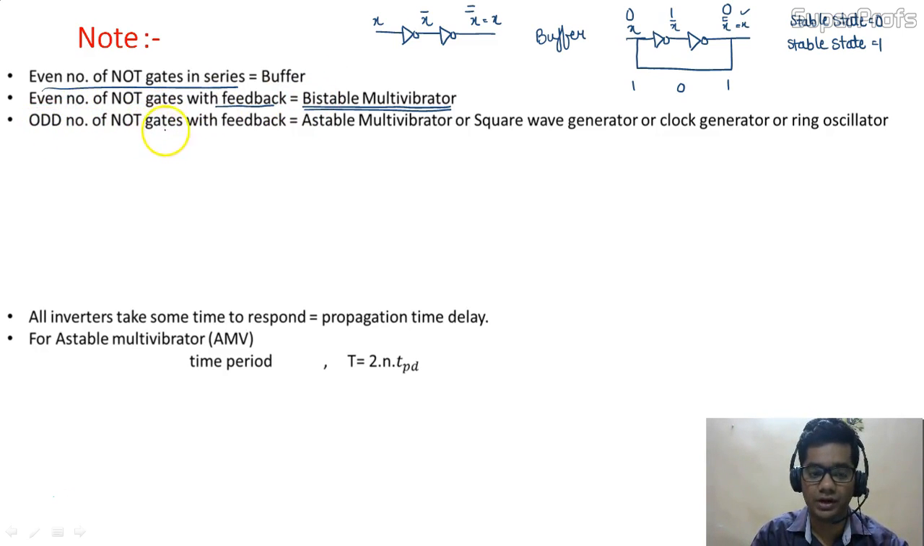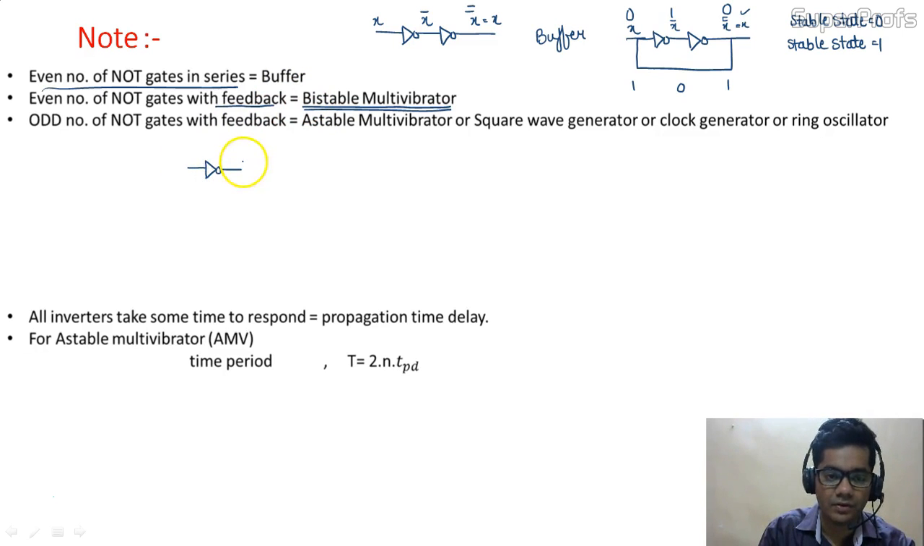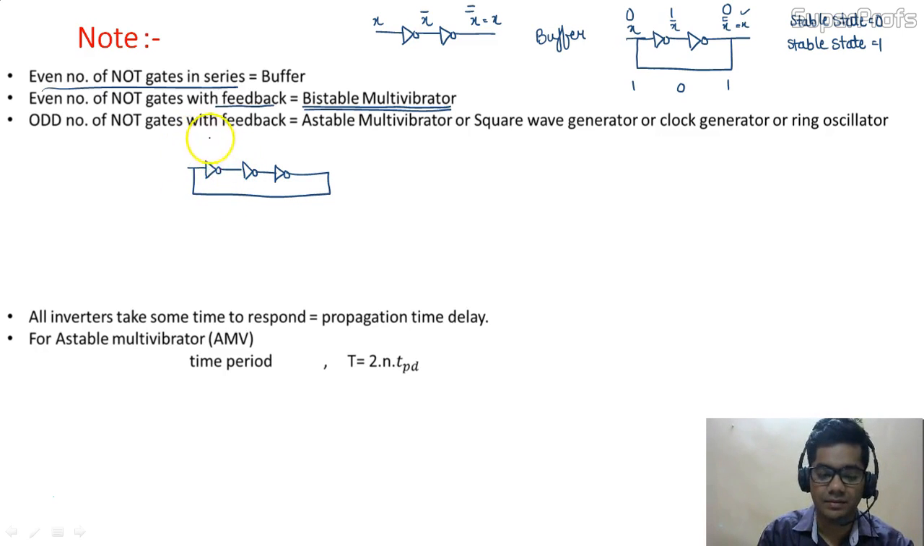Okay, now the third point is odd number of NOT gates with feedback. So now we are drawing an odd number of NOT gates. These are odd number of NOT gates. Let us take an example with 3 NOT gates. These are 3 NOT gates, and this is our feedback. So let us consider an example.